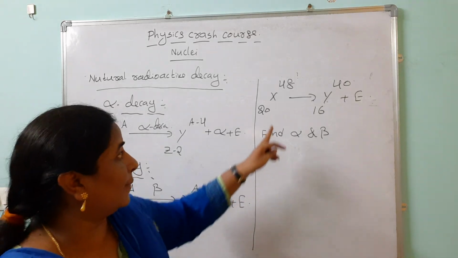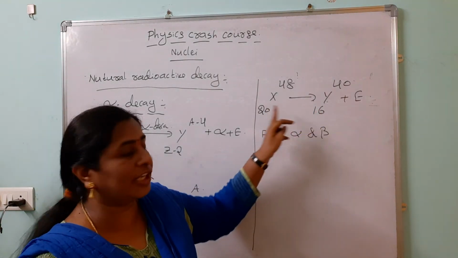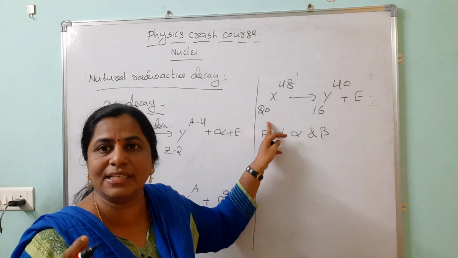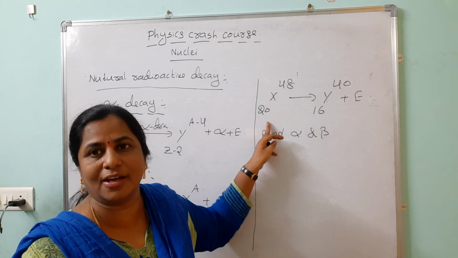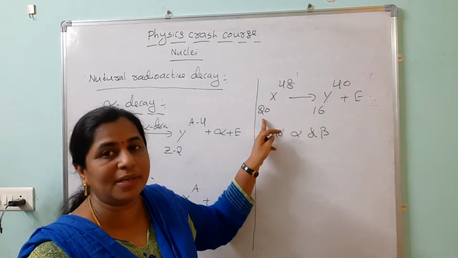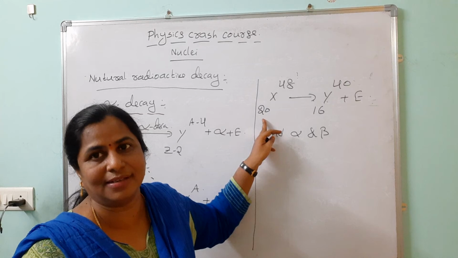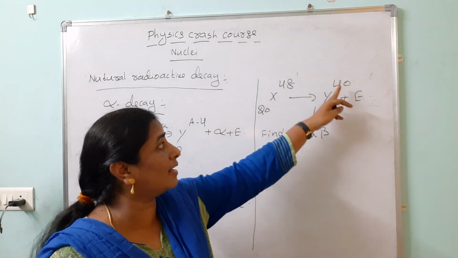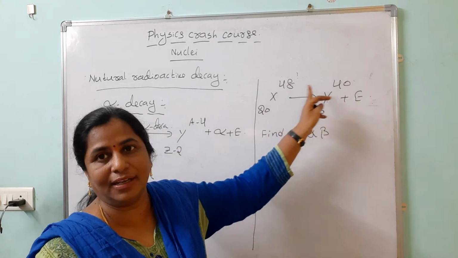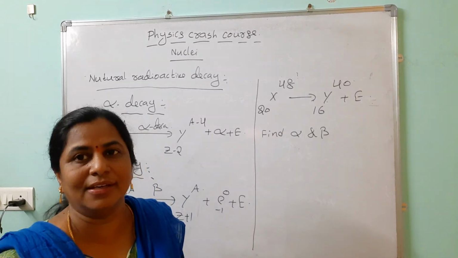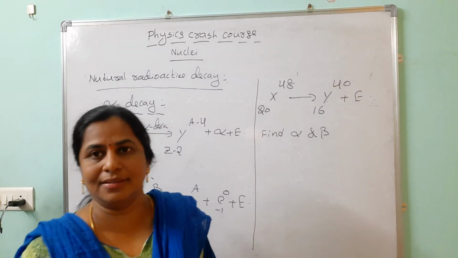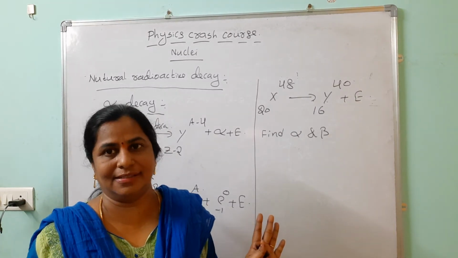Look here, 20 minus 16, how much? 4. You know that each alpha particle's atomic number is how much? 2. But here 4 means 2 alpha particles are released. The mass number also matches. Look here, 48 and 40, a difference of 8 is coming. So 2 alpha particles. There are no beta particles in this case.